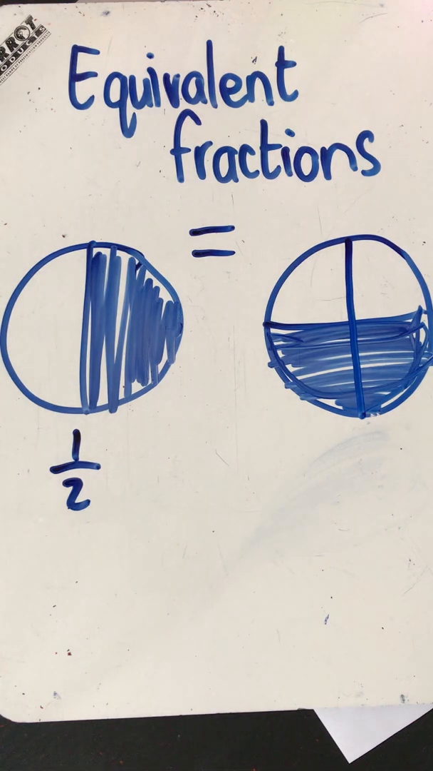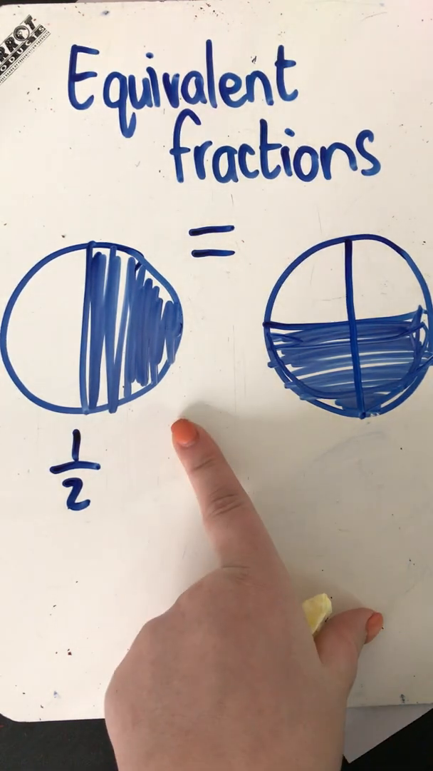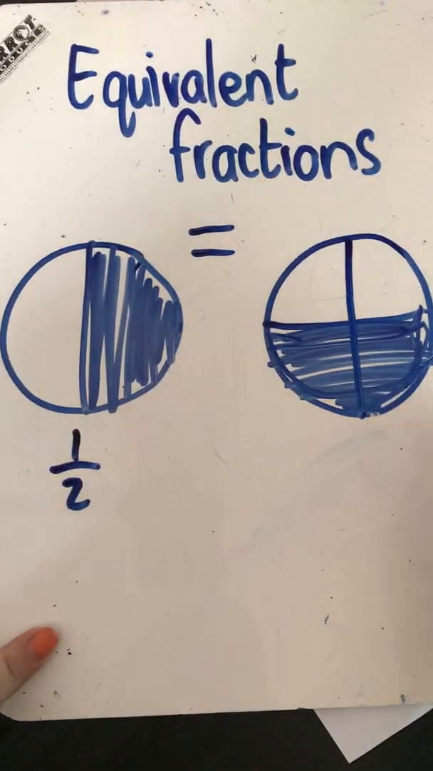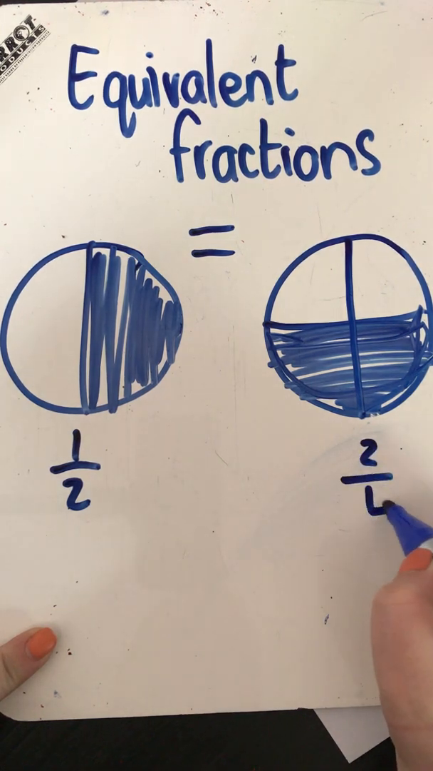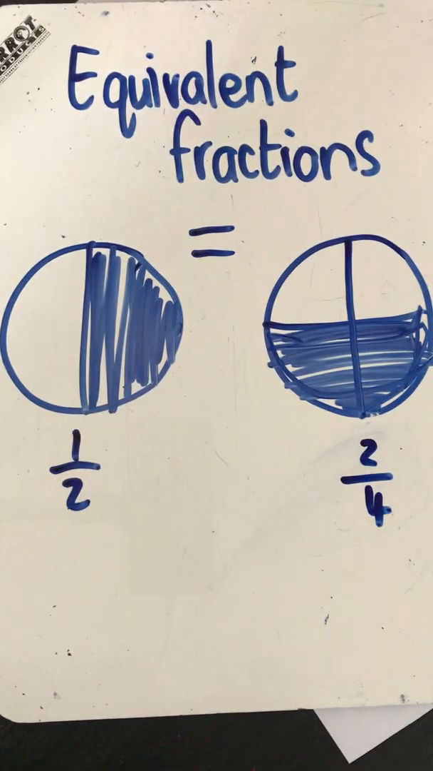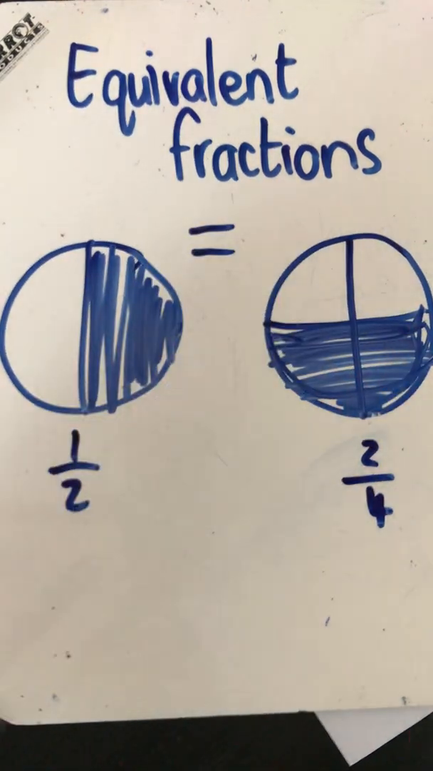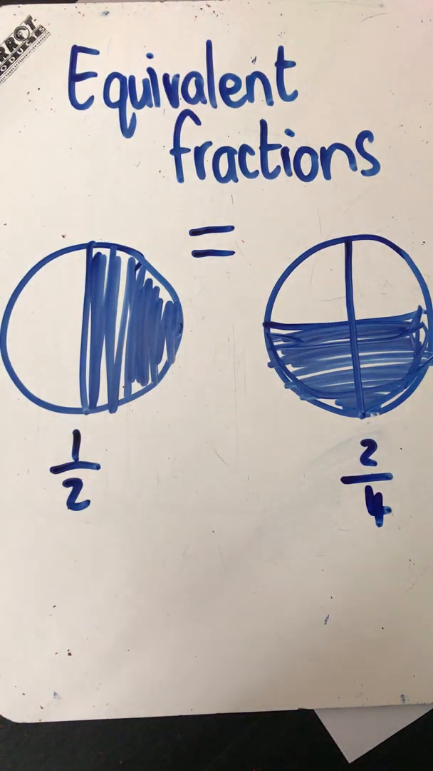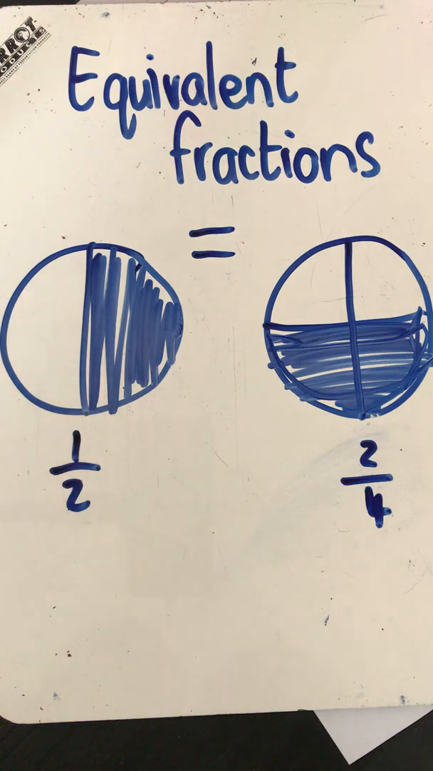This one was cut into 4 pieces, not 2. So now that means 2 over 4. Now they look different. Is it still equivalent? Are they still the same size? Is it still the same fraction? Remember, part of the whole. Is it still the same part of the whole taken away or colored in?